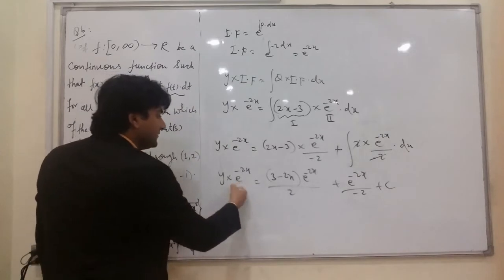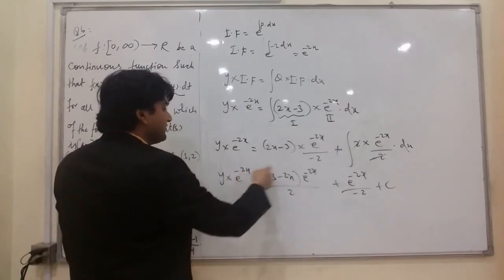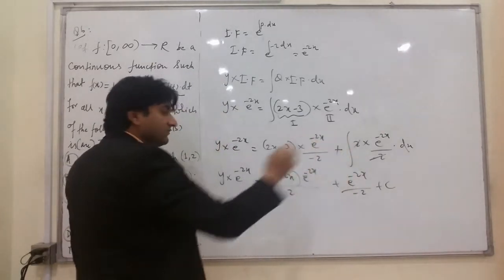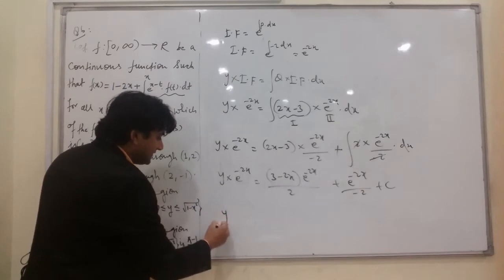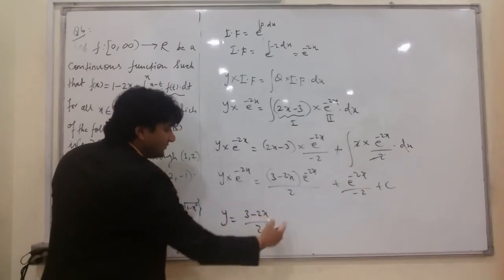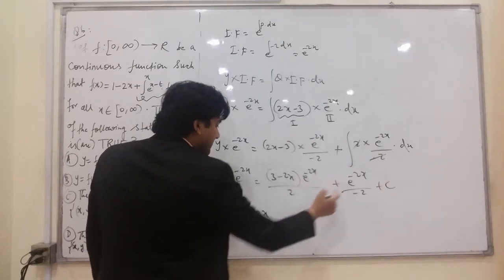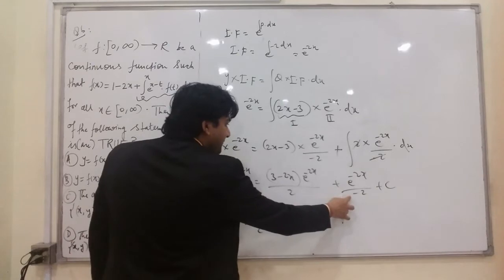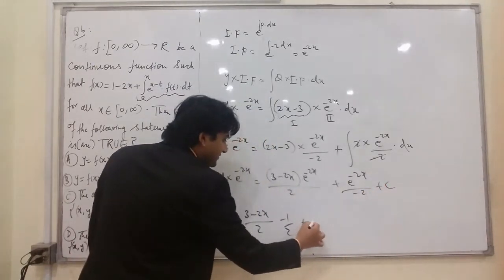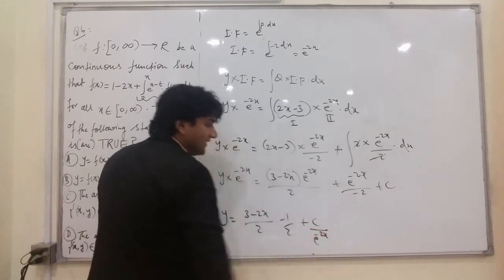Now I will divide both sides by e raised to minus 2x, because I have e raised to minus 2x over here, e raised to minus 2x over here, e raised to minus 2x over here. So now I will divide both sides. So what I will get? y equals, I will get 3 minus 2x over 2. This e raised to minus 2x will cancel, this is also cancelled. You will have a minus half. And here you will get c over e raised to minus 2x, which means c times e raised to 2x.